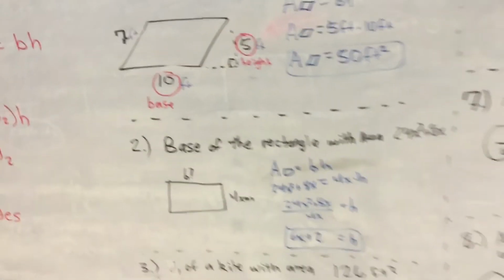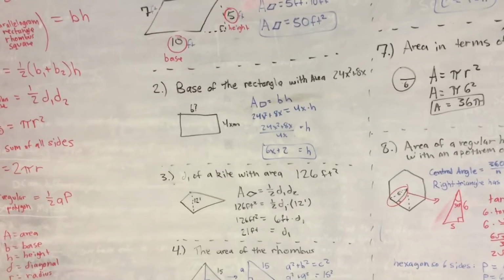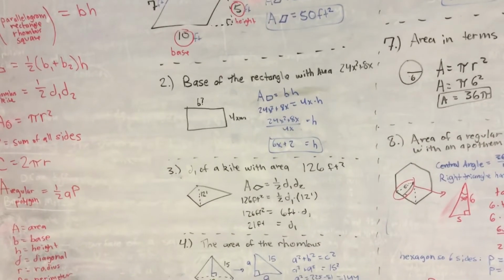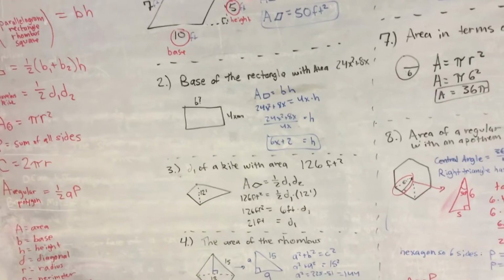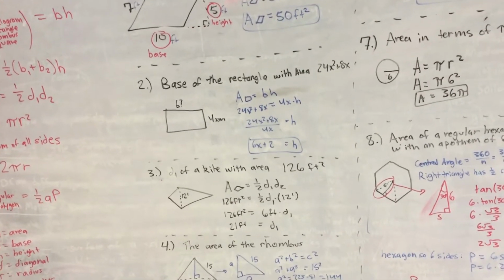Okay? Questions 2 and 3, we are using our area formulas. We're given the area, and we're solving for another variable. So we just do simple algebra to solve for the variable that we want, and then plug in our numbers and do the math operations. If you want to go over these in more detail, I'm always available on Zoom.